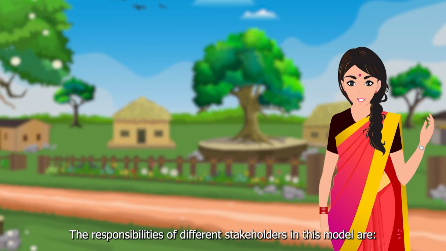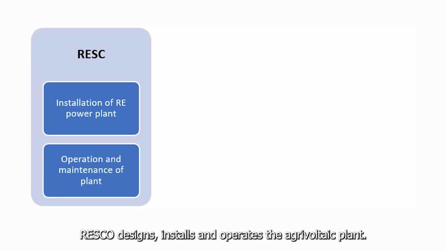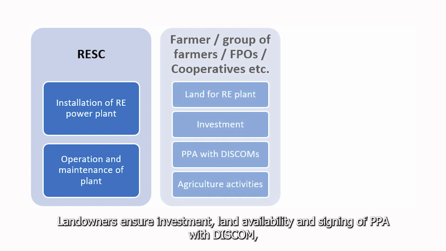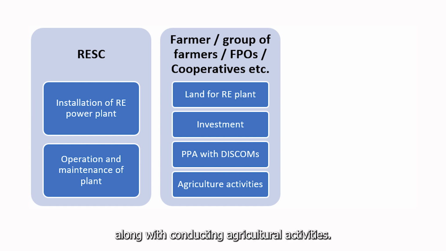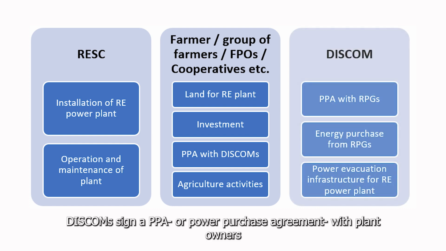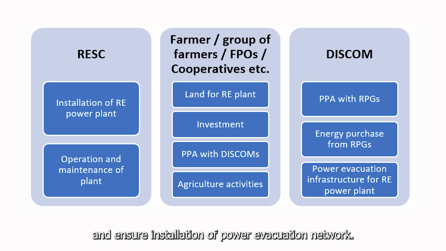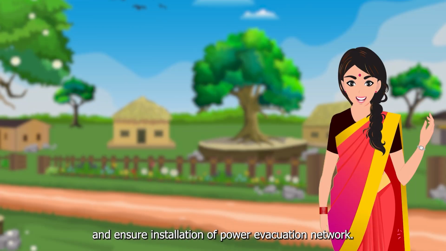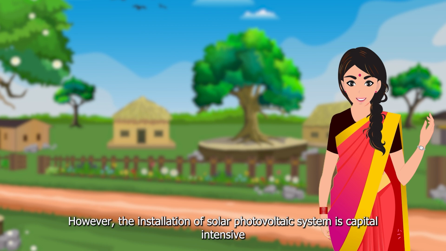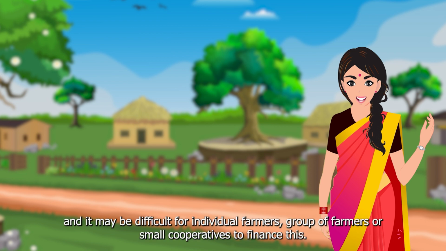The responsibilities of different stakeholders in this model are: RESCO designs, installs and operates the agrivoltaic plant. Landowners ensure investment, land availability and signing of PPA with discom along with conducting agricultural activities. Discoms sign a PPA, or a power purchase agreement, with plant owners and ensure installation of the power evacuation network. However, the installation of solar photovoltaic system is capital intensive and it may be difficult for individual farmers, groups of farmers or small cooperatives to finance this.